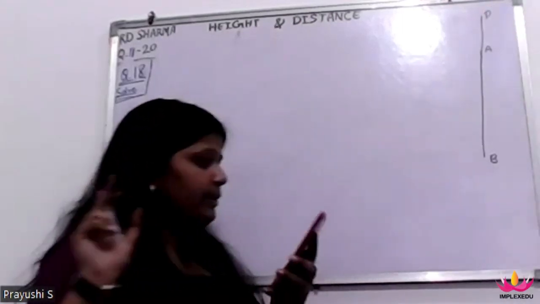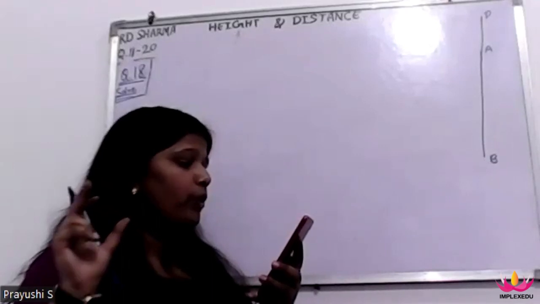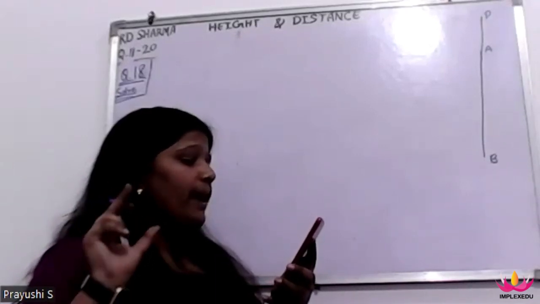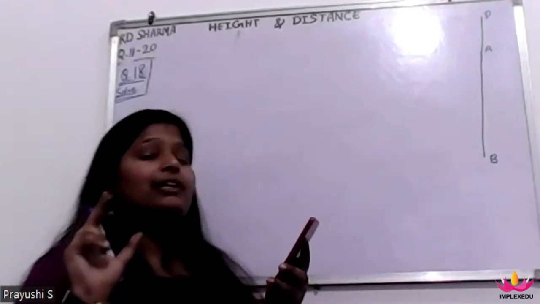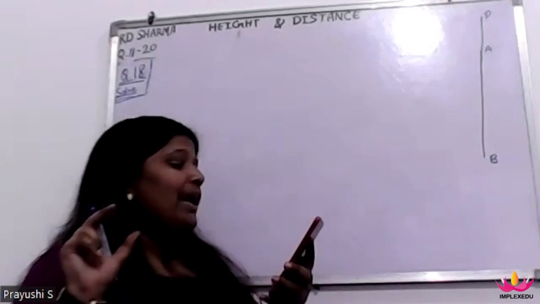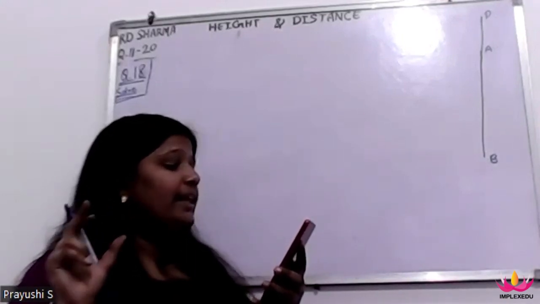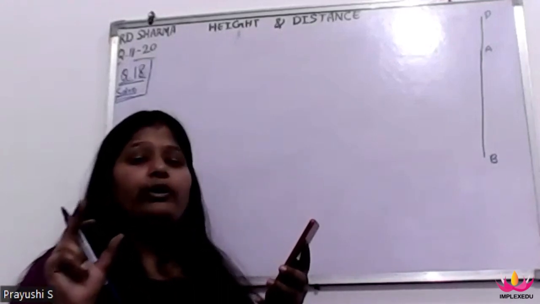Okay, now at a point 9 meters away from the foot of the tower, the angle of elevation of the top and bottom of the flagpole are 60 degrees and 30 degrees respectively. Find the height of the tower and the flagpole mounted on it.